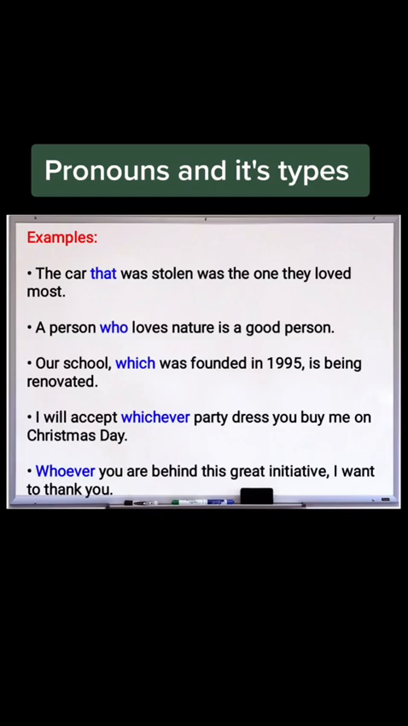A person who loves nature is a good person. Our school, which was founded in 1995, is being renovated. I will accept whichever party dress you buy me on Christmas Day. Whoever you are behind this great initiative, I want to thank you.